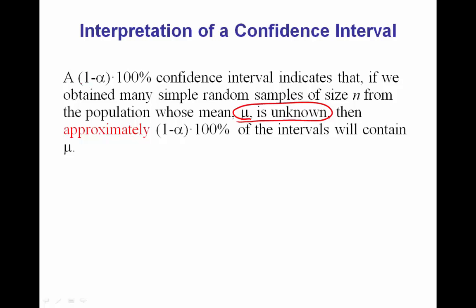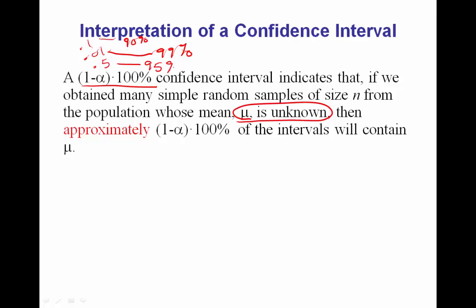And remember this 1 minus alpha, remember you could have an alpha level of 0.1, 0.01, or 0.05, and that would give you confidence levels of 90%, 99%, and 95%.